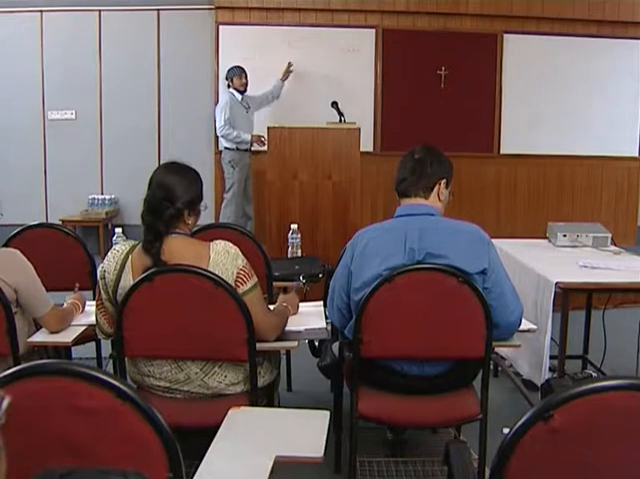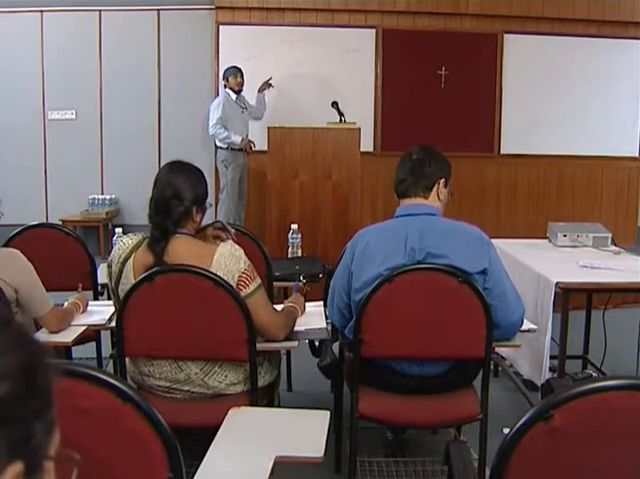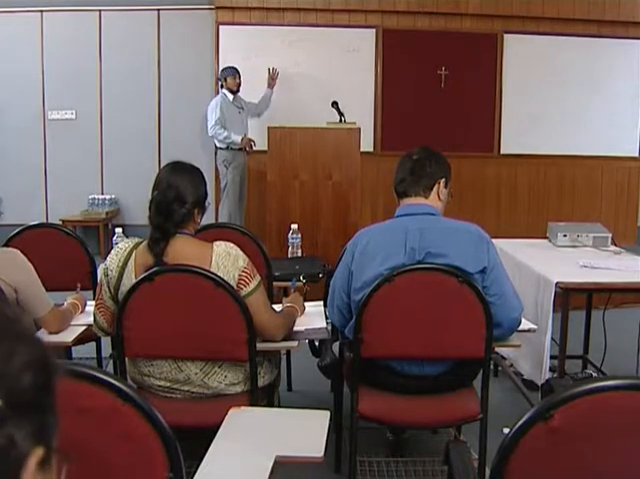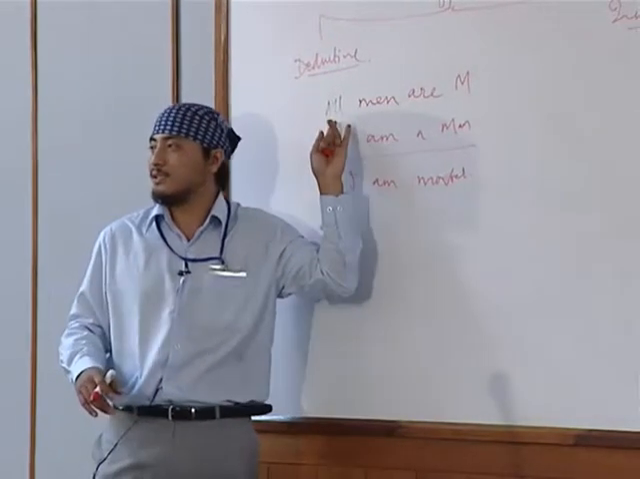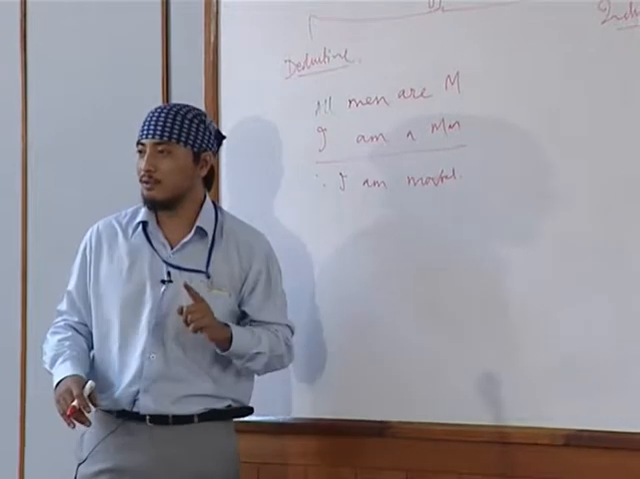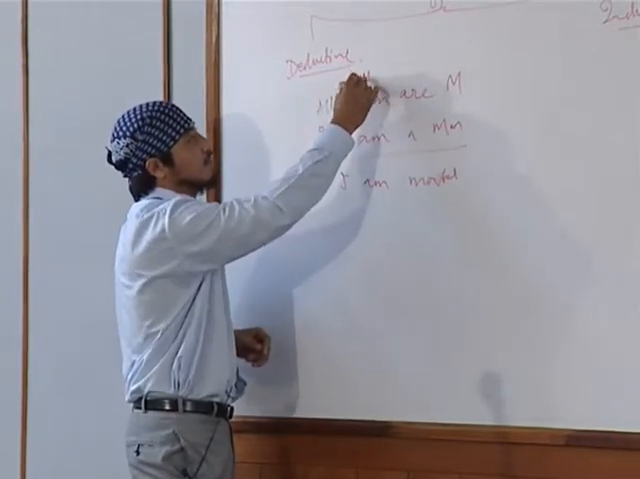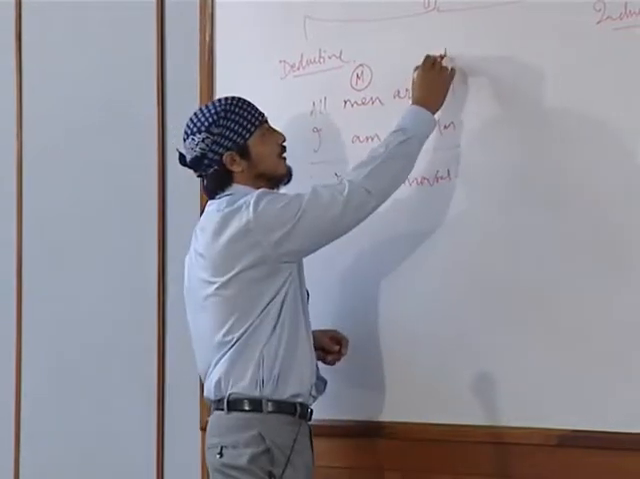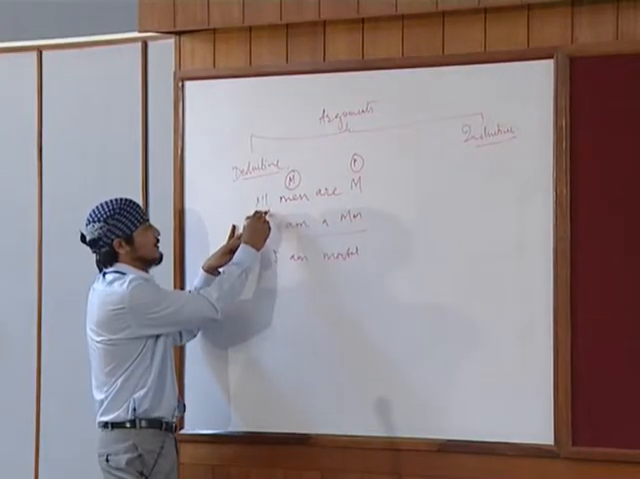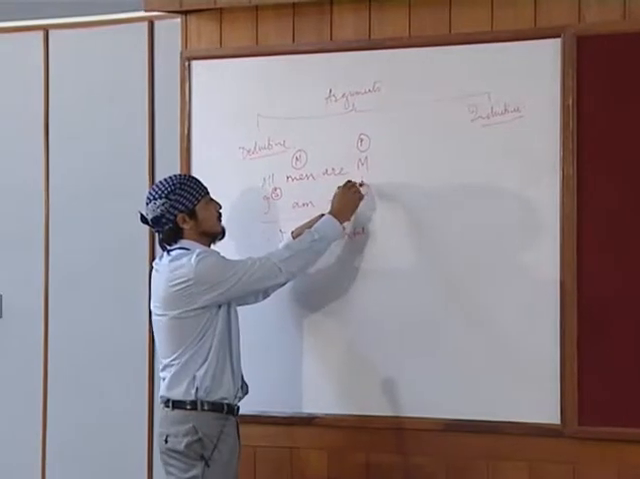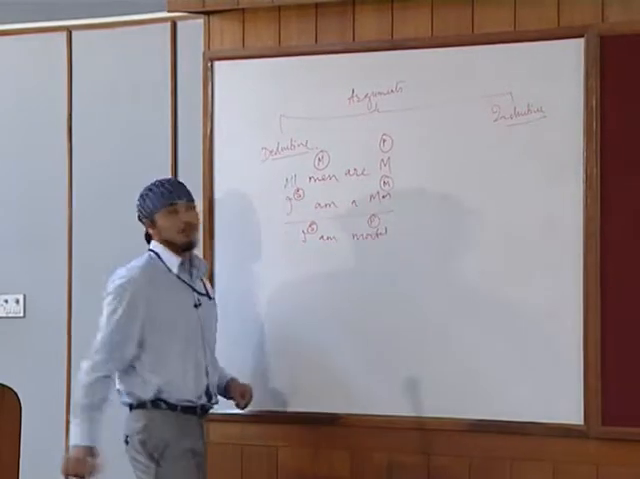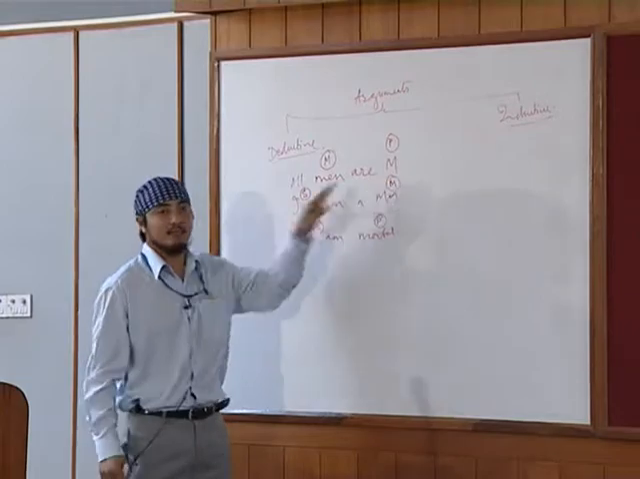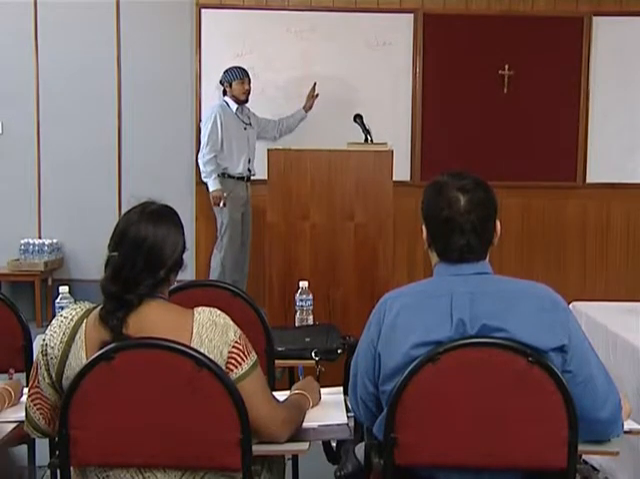Now I can replace this terminology with a variable, okay, to get the form out of this argument. So wherever I see the term men or any term that deals with the concept or the class of men, I will label with one variable. So all men, I say M, are mortal, let us say P. Then I, this is a distinct term, so I say S, am a man, M. I, S, mortal, P. So the form is MP, SM, SP. This is the form. That means this is the formula.